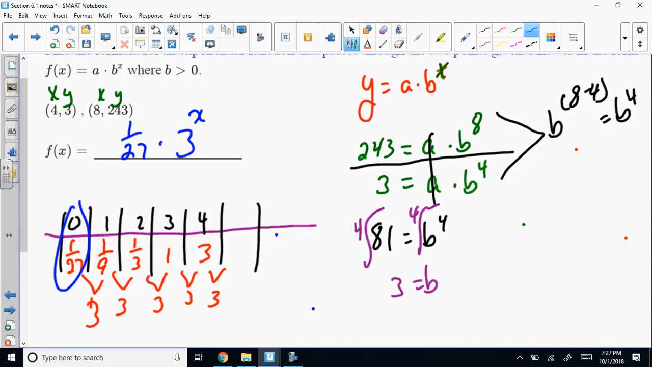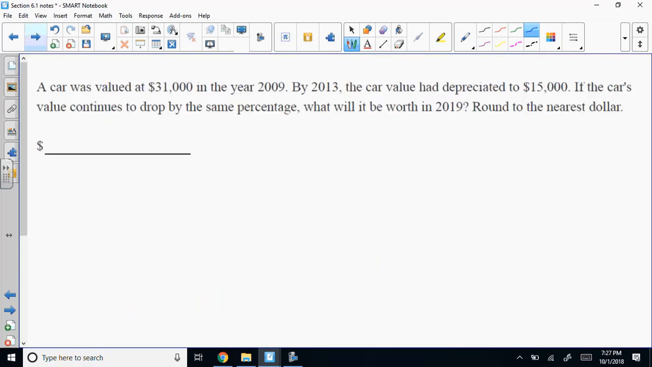Well, that means you could type in these 2 ordered pairs in your stat list, and you can perform an exponential regression where you punch a number and it will give you back the equation. Exponential takes 2 points, linear takes 2 points, but a quadratic takes 3 to do a regression. That's crazy. All right, y'all ready?